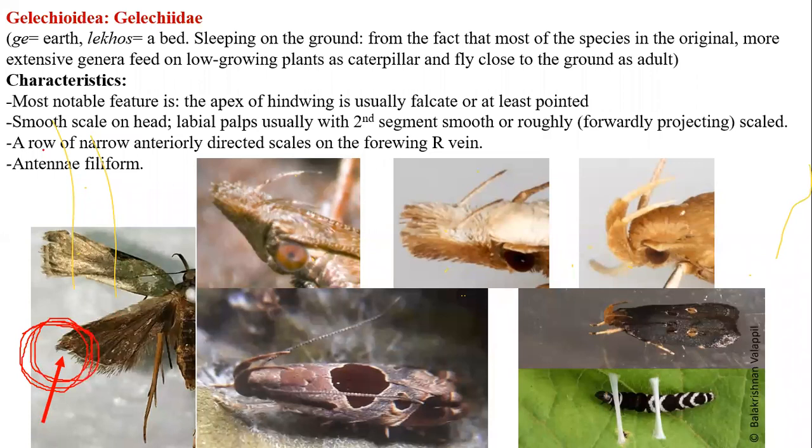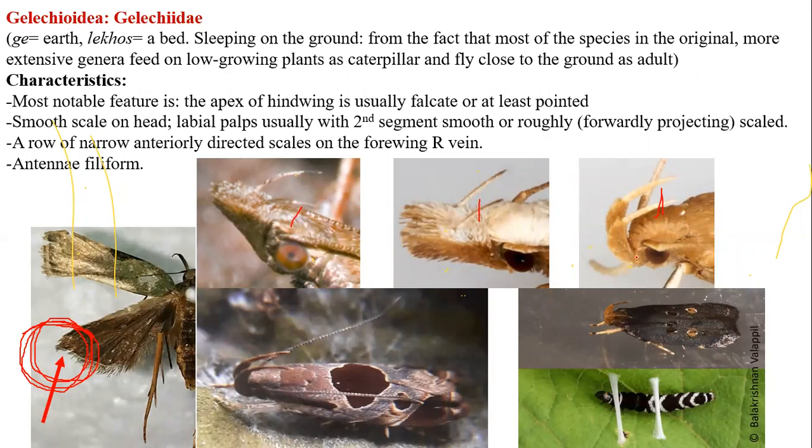Now we can consider some things which are found on their labial palps and on their head, and that is that the members of this family tend to have a smooth scaled head. You are seeing here that their heads are usually smoothly scaled, and the most important feature is that the second segment of their labial palp can be smoothly or roughly scaled.